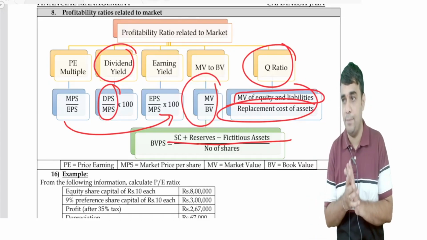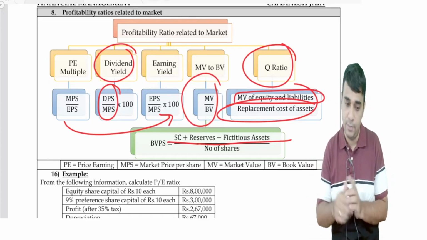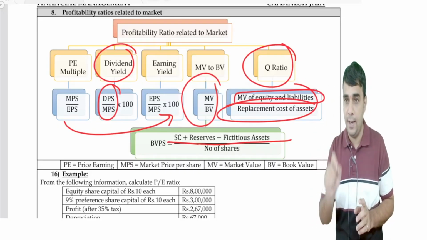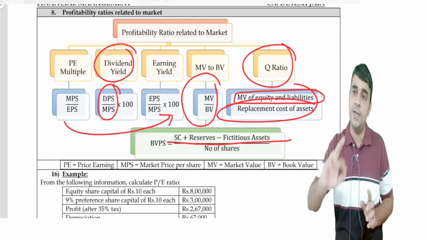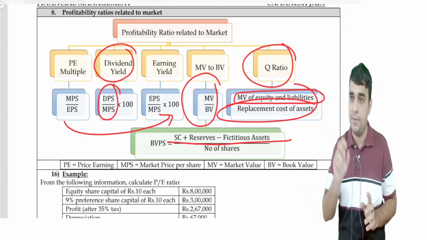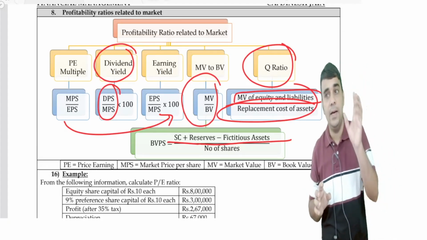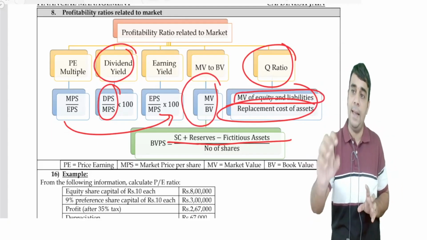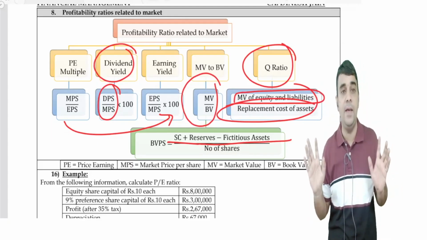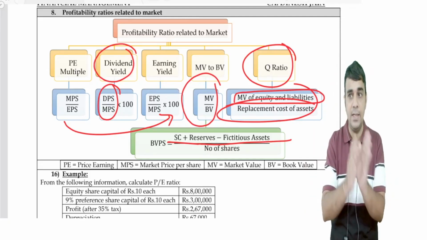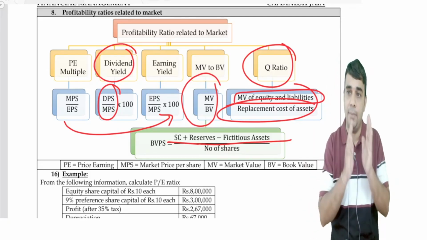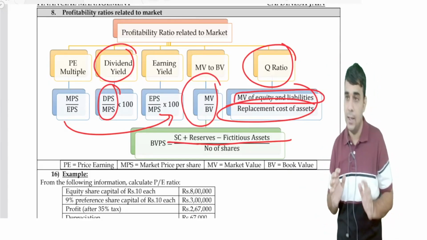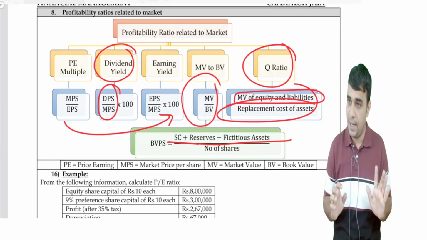Other ratios, I'm perfectly fine to explain one more time. So we did P multiple. P multiple is price divided by earnings. Inverse is called earning yield: earnings divided by price. Dividend yield is dividend divided by price. MV to BV multiple is MV divided by BV. Q ratio is liabilities divided by assets: liabilities at market value, assets at replacement cost. Any doubts till this? Clear? Able to understand this? Can we proceed?